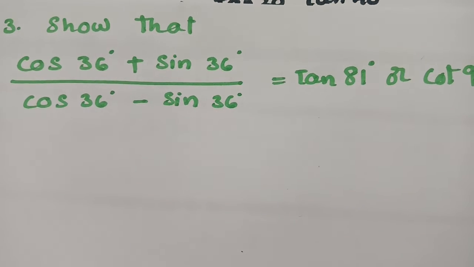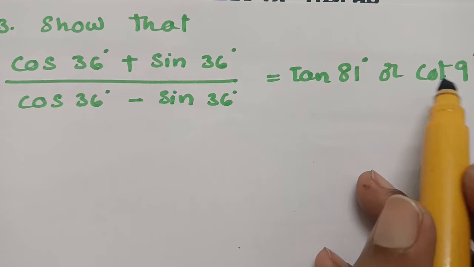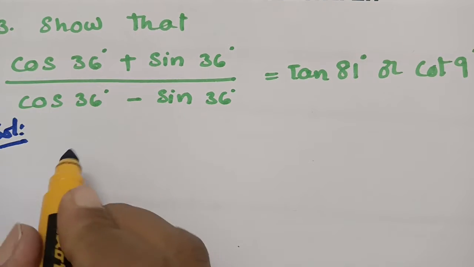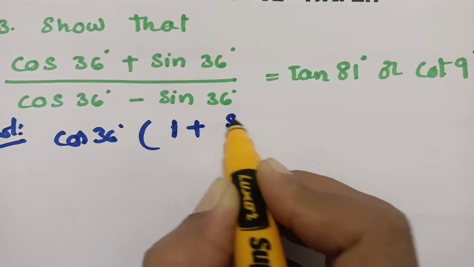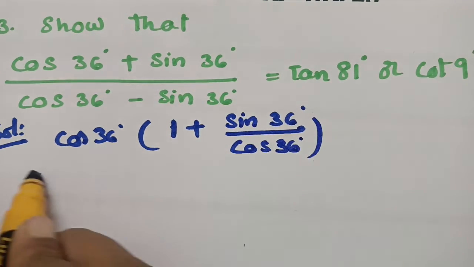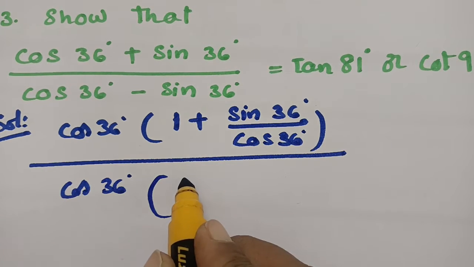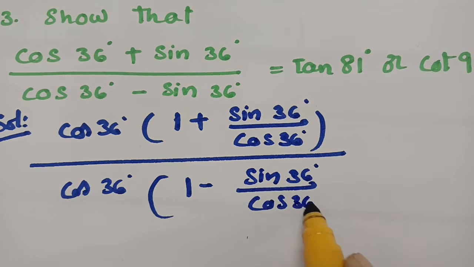So we have to show that cos 36 degrees plus sin 36 degrees by cos 36 degrees minus sin 36 degrees is tan of 81 degrees or cot 9 degrees. For this solution, I am taking cos 36 degrees common from the numerator. So this will be 1 plus sin 36 degrees by cos 36 degrees, divided by, from the denominator also I am taking cos 36 degrees common, 1 minus sin 36 degrees by cos 36 degrees.